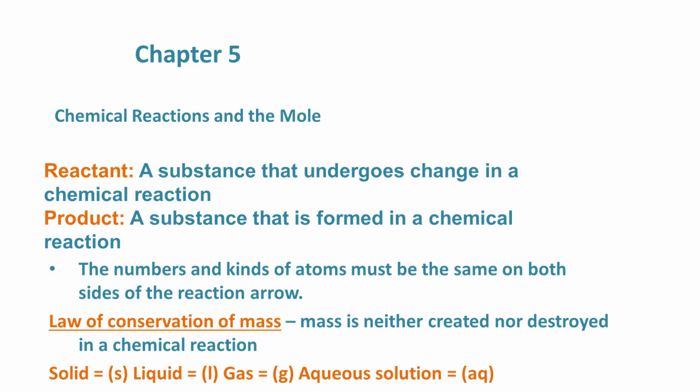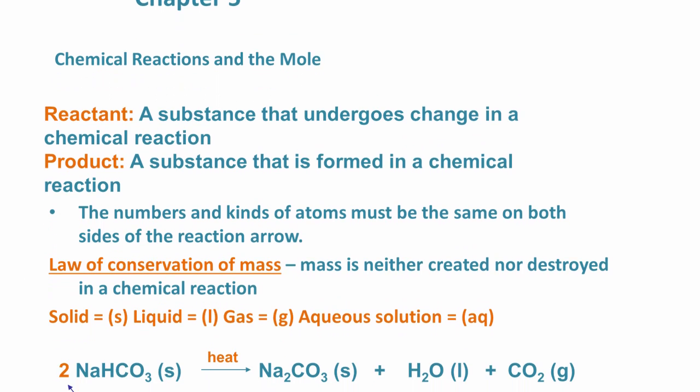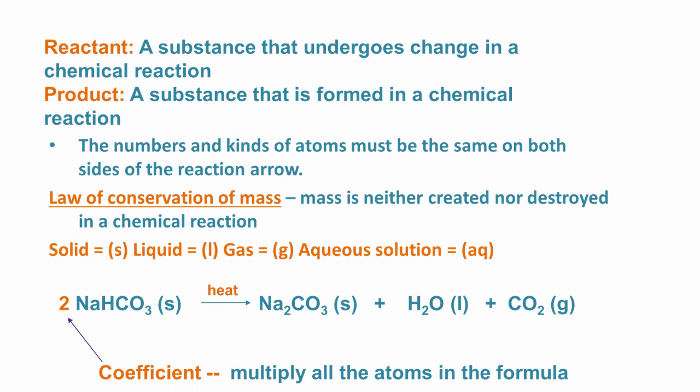First, in a chemical reaction, we have the reactants and we have the products. A reactant is a substance that undergoes a change in the chemical reaction, and that's on the left side of the arrow. So reactants are on the left side of the arrow. And products are the substances or substance that is formed in a chemical reaction on the right side of the arrow. The numbers and the types of atoms must be the same on both sides of the reaction arrow.